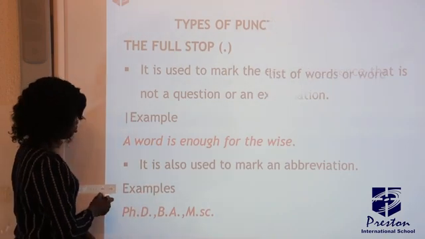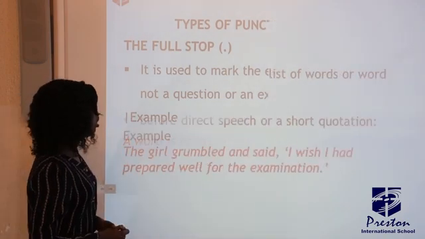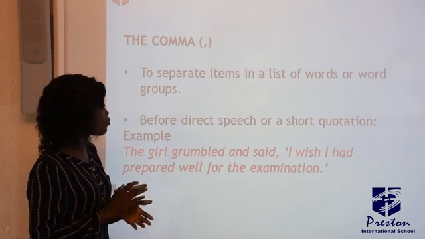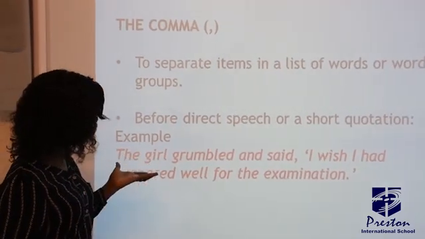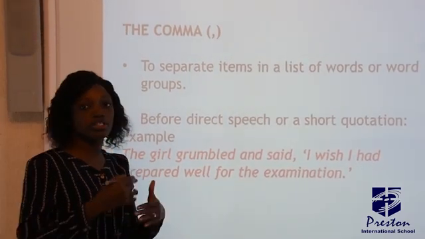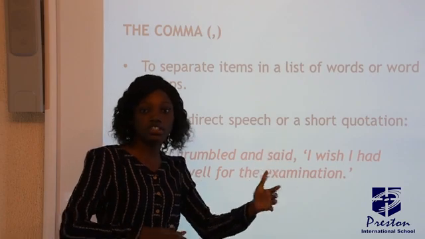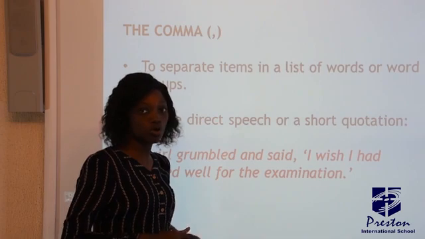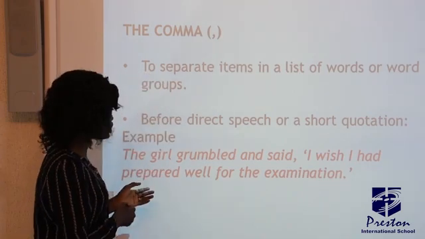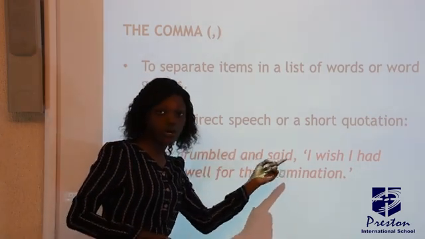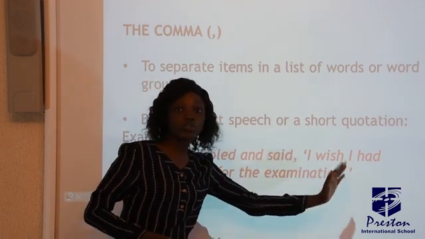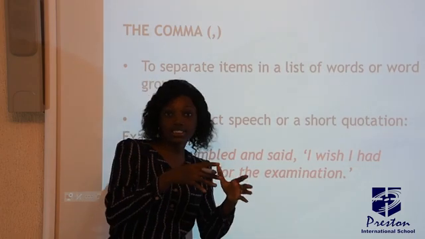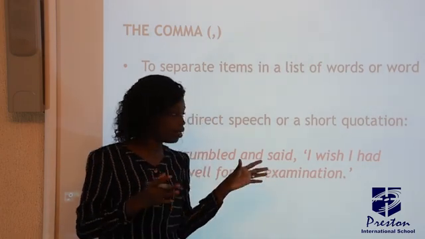So then the next one, another punctuation mark is the comma, which is also commonly used. It is used in a list of words or word groups. For instance, she bought wristwatch, pen, this, and that. And all that one, you use your comma. Now, you also use it before direct speech or a short quotation. For instance, the girl grumbled and said. So after said, you want to quote what has been said, you make use of the comma. So don't forget this when we are doing direct and indirect speech. The comma is very, very important.